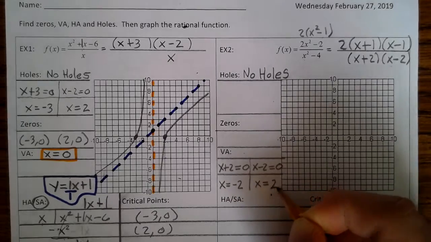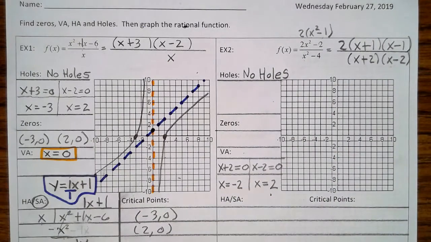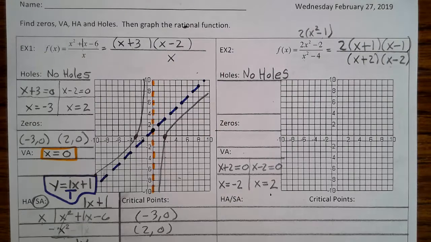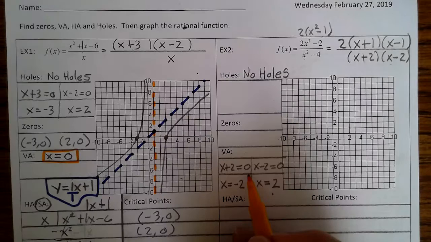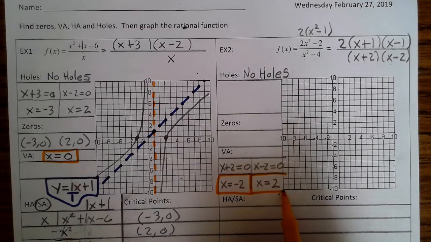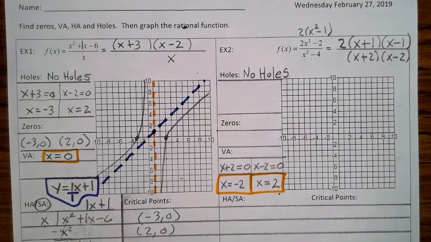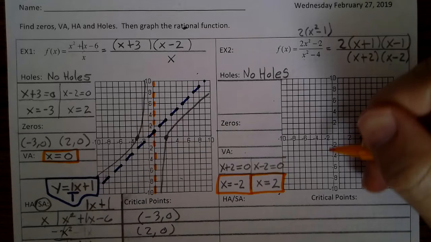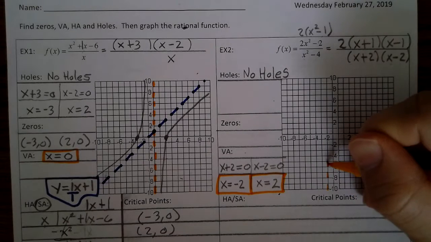Okay, just like in example 1, I'm going to graph the vertical asymptotes in yellow. So x equals -2 and x equals 2.